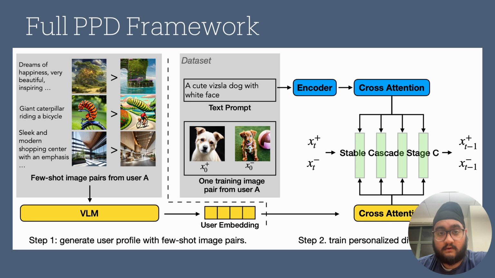To then describe the full PPD framework, we first take a set of few-shot image pairs from user A, as shown on the left. We pass them through our VLM and generate a user profile with few-shot image pairs. While this generation occurs, we extract a user embedding that is then conditioned on through cross-attention with the encoder of the stable cascade stage C model. This allows us to train a personalized diffusion model.